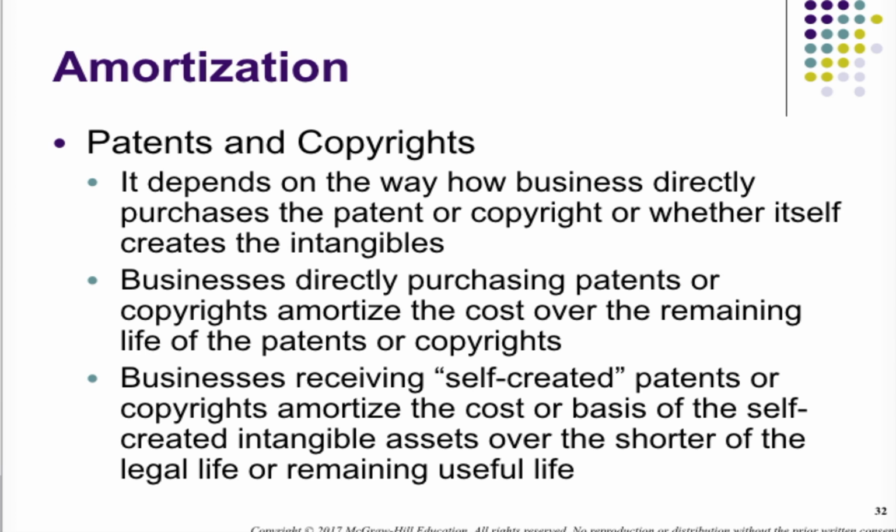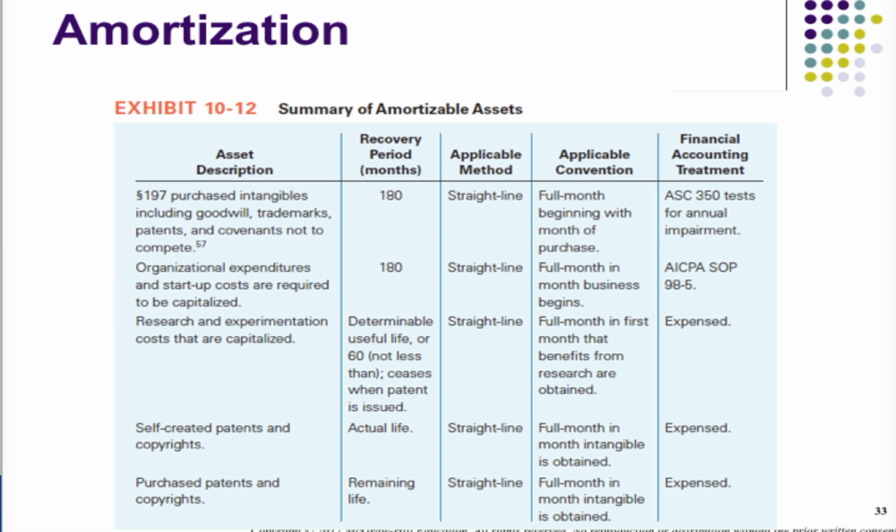So for patents and copyrights, it depends on how you acquire the patent or copyright. If you purchase it from someone else, some other entity, you amortize the full cost over the remaining life of the patent or copyright. If you basically are getting a patent or copyright on something that your business created itself, then you have the shorter of either the legal life or the remaining useful life of the asset as the time period that you would use to amortize that cost.